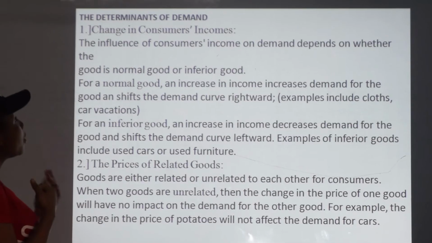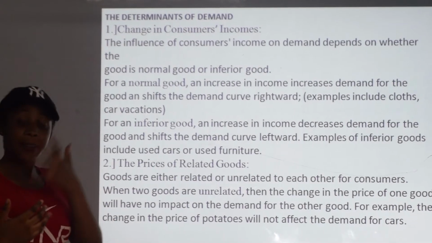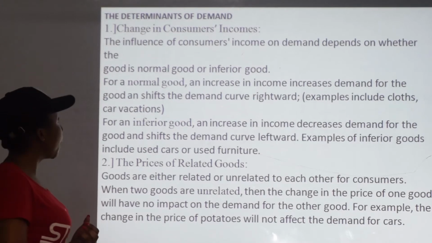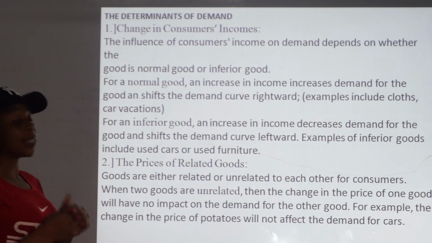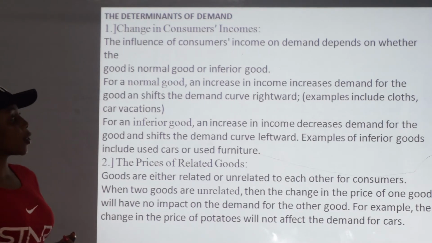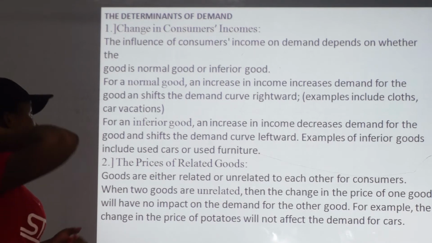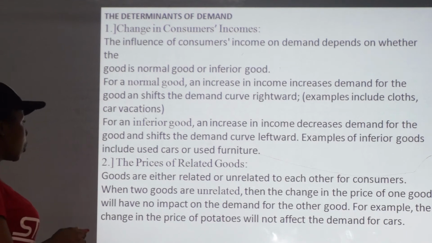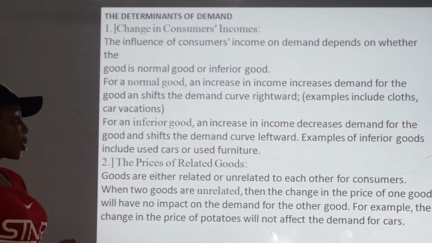Okay, now we are moving forward to the determinants of demand. That is the factors that influence demand. First, we have a change in consumers' income. The influence of consumers' income depends on whether the good is a normal good or an inferior good. For normal goods, an increase in consumers' income will increase the demand for the good, and for inferior goods, an increase in income will lead to a fall in the demand for the goods. An example of such goods includes furniture, cars, and so on.